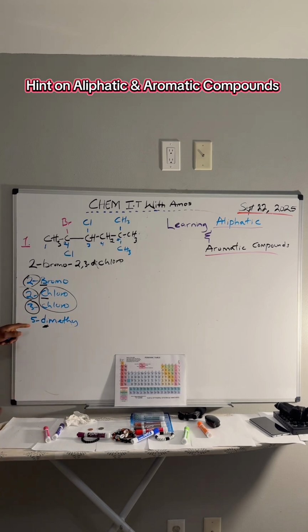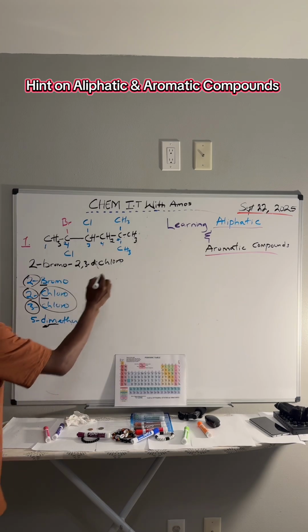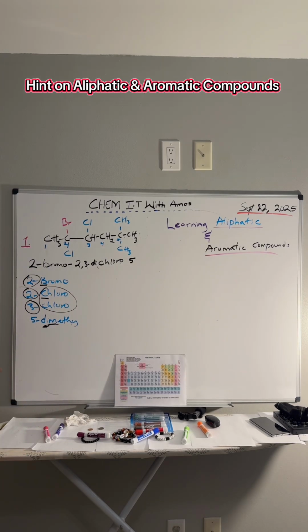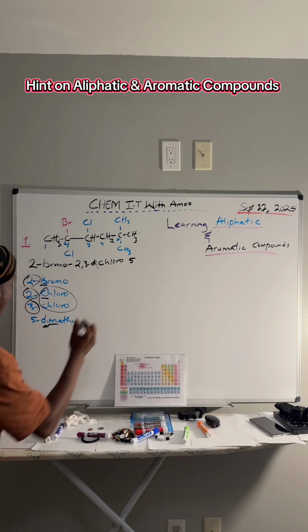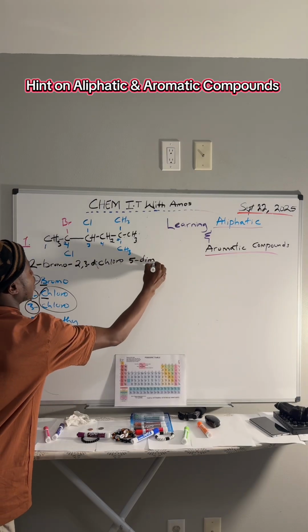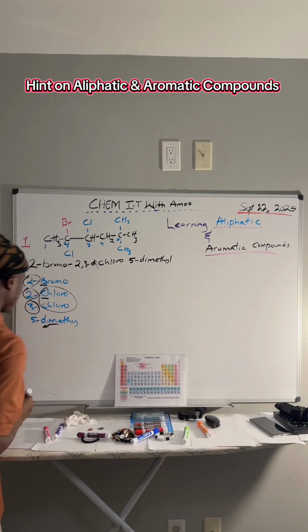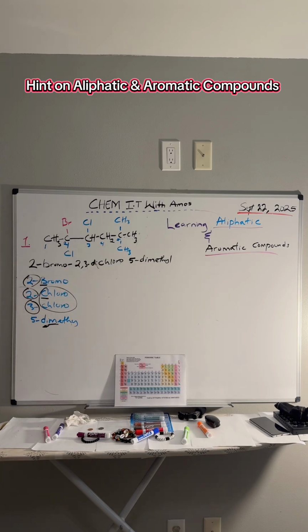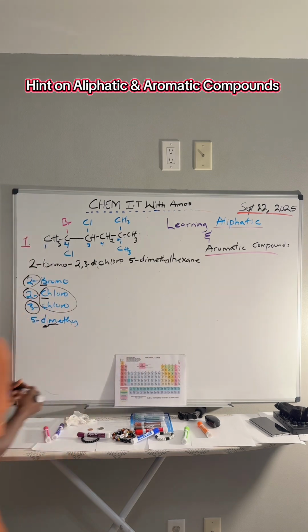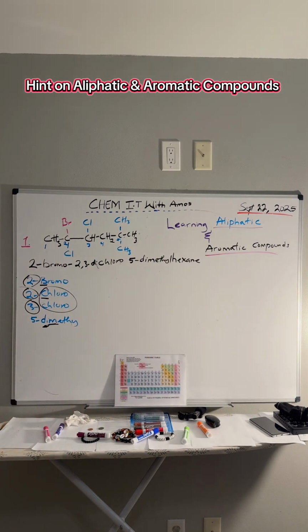So here now, the last one is M. B comes before C, C comes before M. But here we should put a di, because here you have 2 of them. So we can say 5. We should not say 5 comma 5 because it's on the same carbon. So we just say 5-dimethyl. Methyl. 5-dimethyl. What was the parent name? It was hexane. So this becomes 2-bromo-2,3-dichloro-5,5-dimethylhexane.